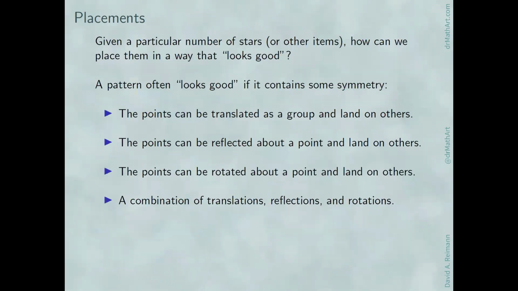So one question that we can ask is, given a particular number of stars or other items, how can we place them in a way that looks good in some way? How can we think about a pattern that might be aesthetically pleasing? Now, some patterns, I would say, look good if they contain some symmetry. That is, maybe they can be translated as a group and land on others, or reflected about a point, or they can be rotated in some way, or we might have a combination of all those things.